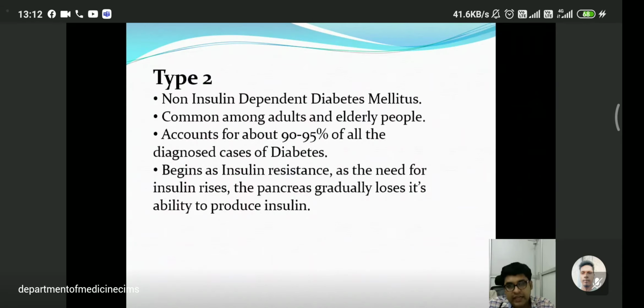They begin as insulin resistance. They have a good amount of insulin in their body, but this insulin is resistant. So to compensate for the need of insulin, insulin rises. Okay. So gradually the pancreas loses its ability to produce insulin. At one point, the pancreas will gradually increase the amount of insulin production, then it will lose it, and later on there will be insulin deficiency also. Okay. But it begins with insulin resistance.